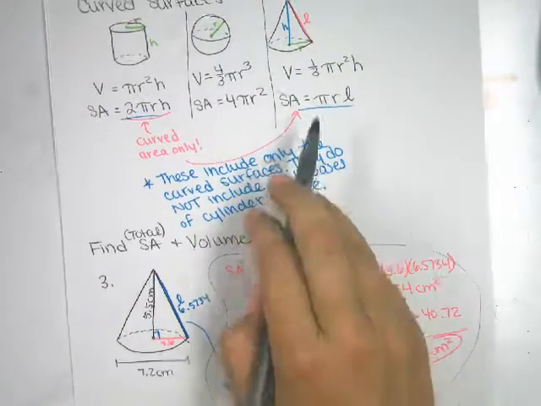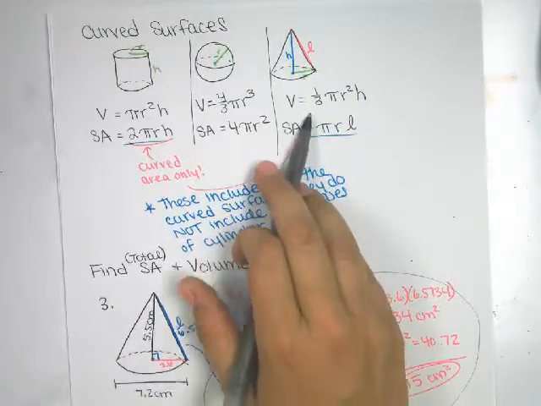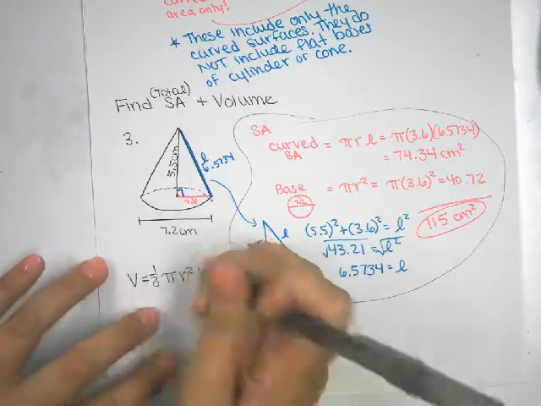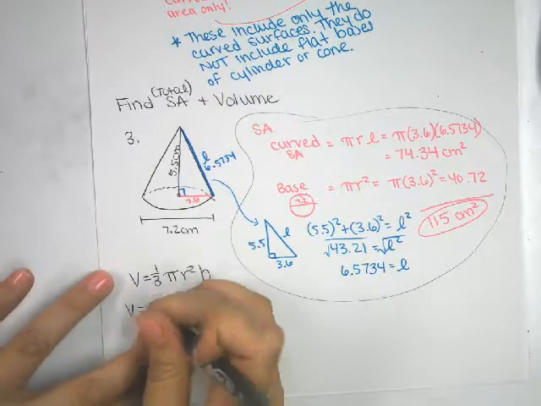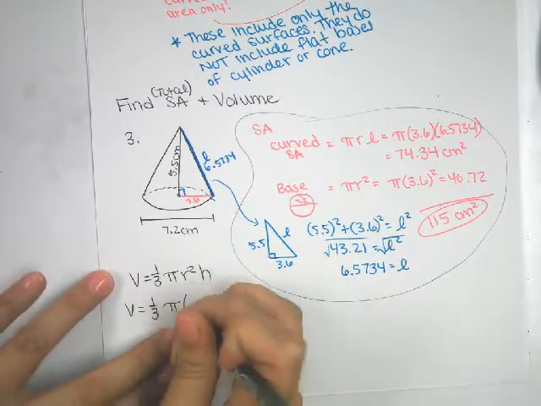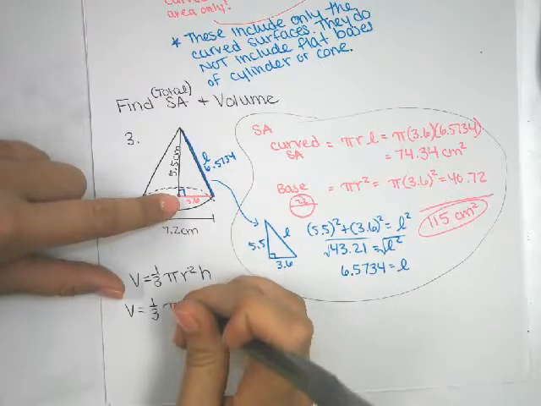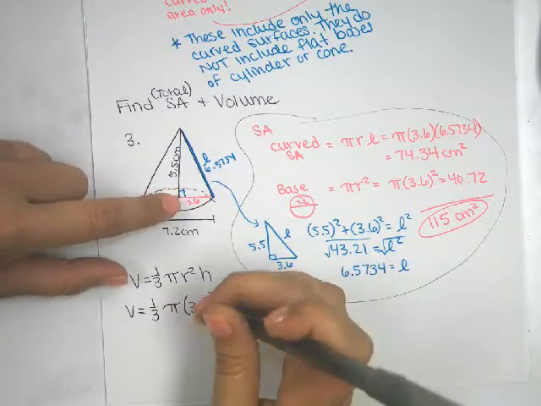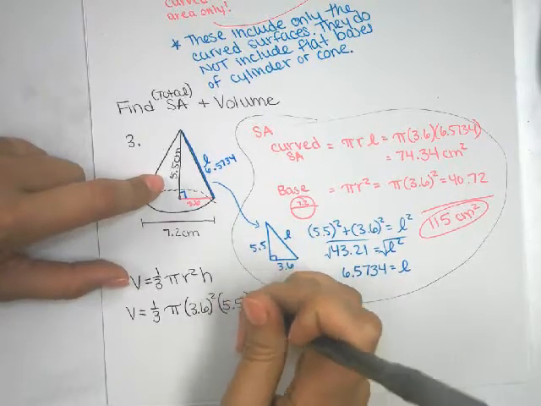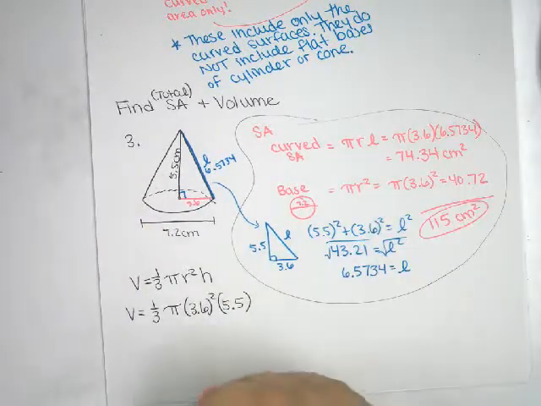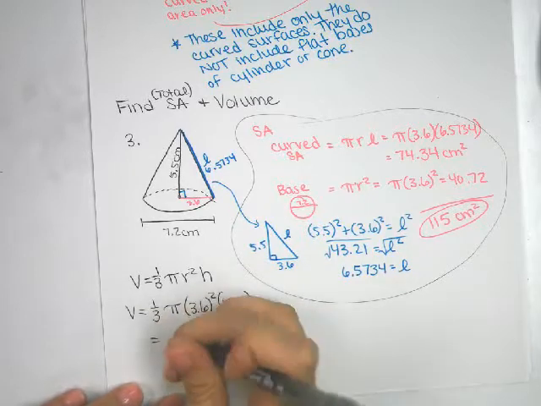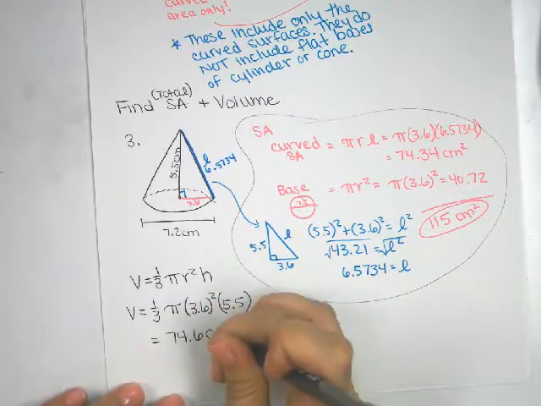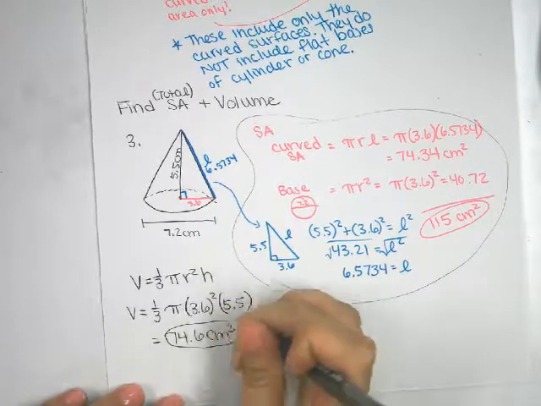We can always rely back to our formula booklet, which provides our volume formula, which is 1/3 pi r squared h. We already have all of these values, so 1/3 pi, your radius is 3.6 squared, and h stands for vertical height, which is 5.5. Multiply all of those together, and you get 74.6 cubic centimeters for your volume.